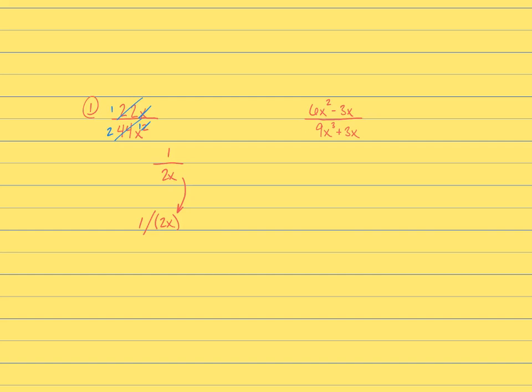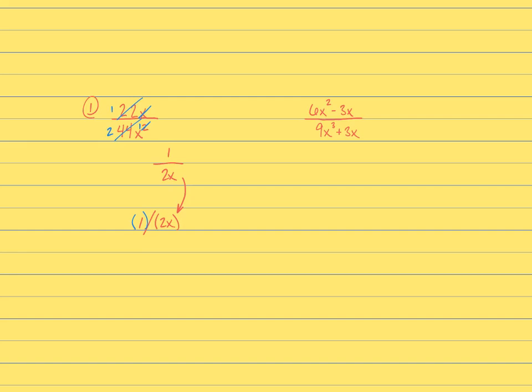The reason you don't need the parentheses around the 1 is because it wouldn't make any difference. Either way, it's still 1 divided by that full 2x, whether I've got those parentheses there or not. So leave it without the parentheses if you don't need them, but putting the parentheses would not be wrong.